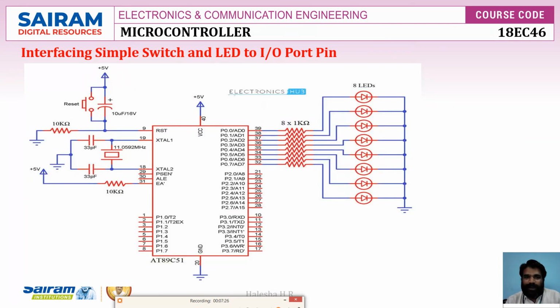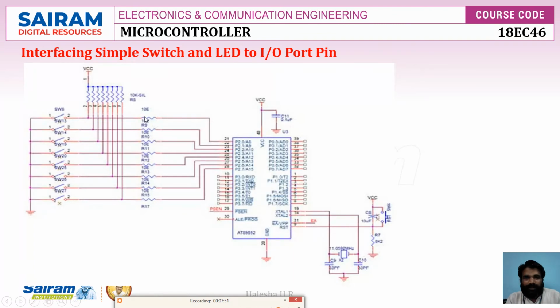Now see this diagram. Some set of LEDs are connected to port 0. You can change the port based on the application. This is how the connection is. So an array of LEDs are connected like this. Anode terminals are connected to the port pins and all cathode terminals are shorted and connected to ground.